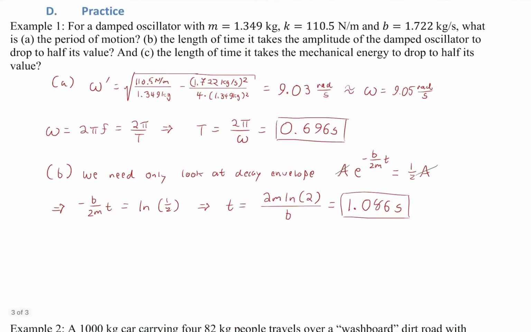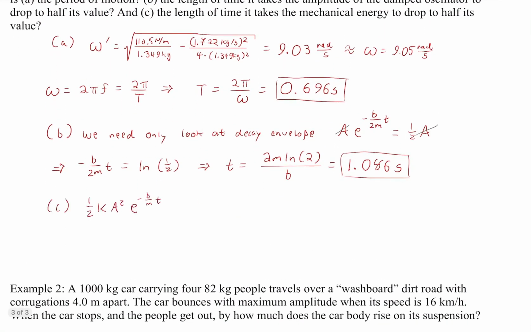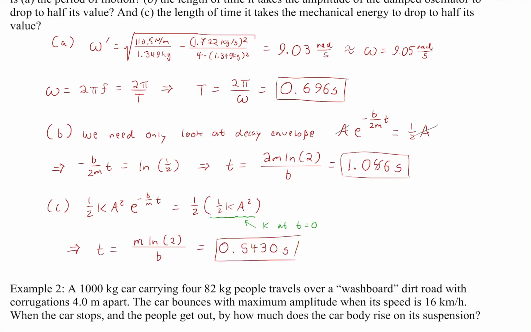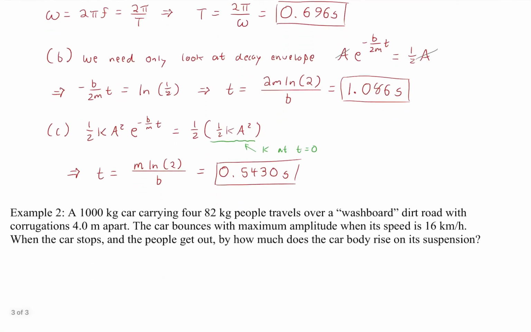And then finally, in part C, how long does it take the mechanical energy to drop to half its original value? So here we acknowledge that this is the working approximation of the total mechanical energy in a decaying simple harmonic oscillator. We set that equal to 1/2 of its original value, because this is the total energy in the system when it starts off, entirely as potential elastic energy. Then we solve for t, and that's what it looks like once we simplify it, and we get 0.543 seconds. So the energy decreases much faster than the amplitude. Okay, example 2.